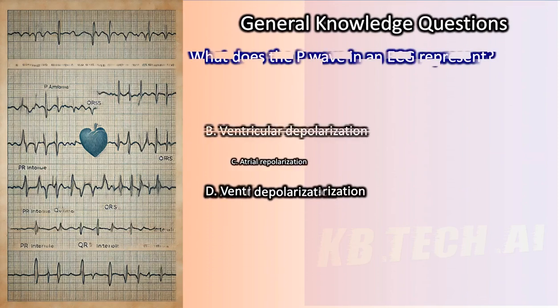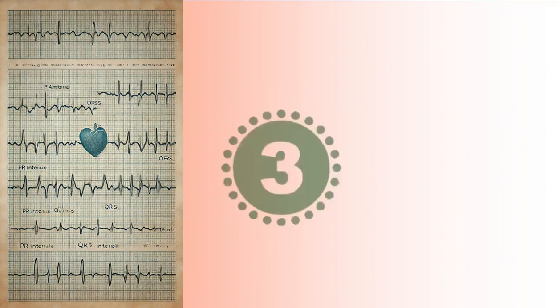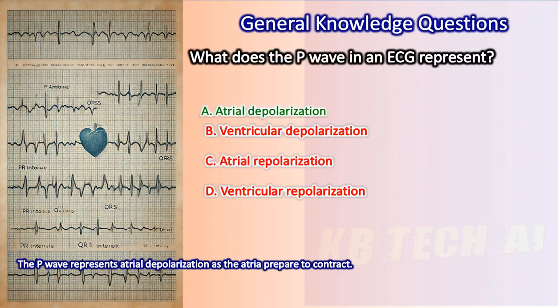What does the P wave in an ECG represent? Option 1. Atrial depolarization. Option 2. Ventricular depolarization. Option 3. Atrial repolarization. Option 4. Ventricular repolarization. The answer is option 1.